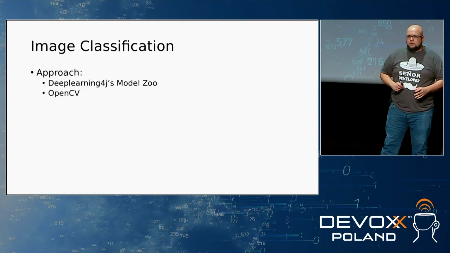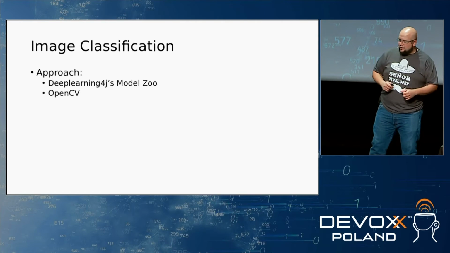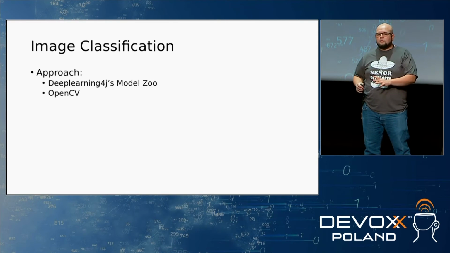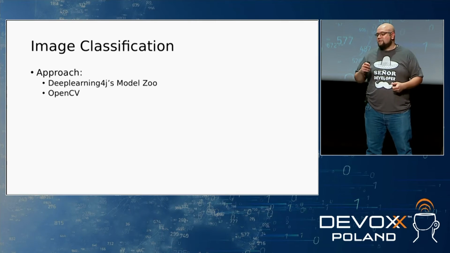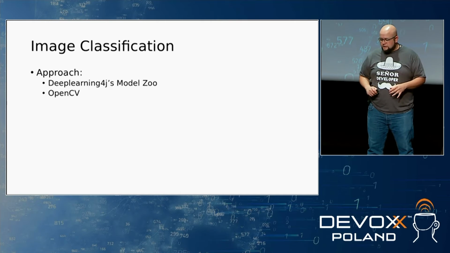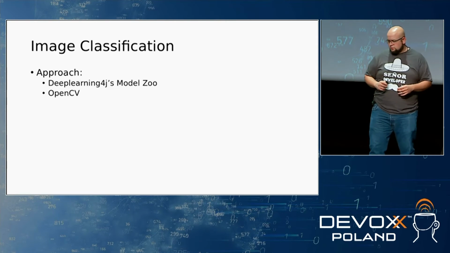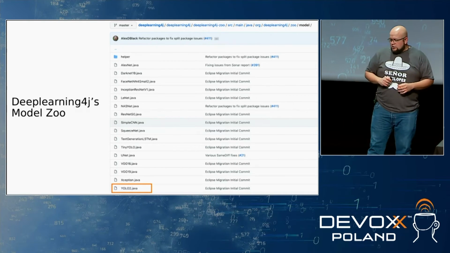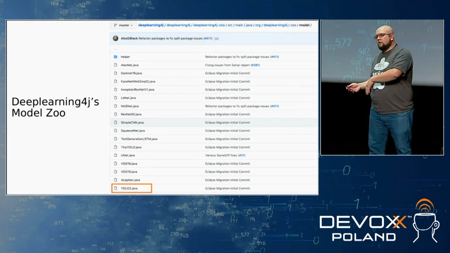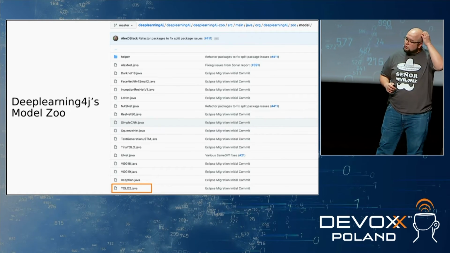So that was it with the quick overview of machine learning and the basics of Deeplearning4j. Now we're going to look at the first example about image classification. So here we will leverage the model zoo that Deeplearning4j provides, and we will also use OpenCV for image manipulation. So yeah, as I said, Deeplearning4j provides a model zoo. This is a set of models that are already trained that you can just import. In this case, we're going to use YOLO2.